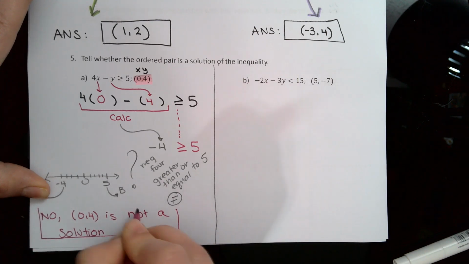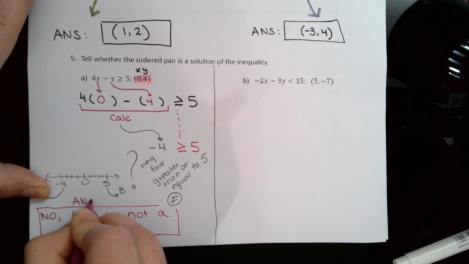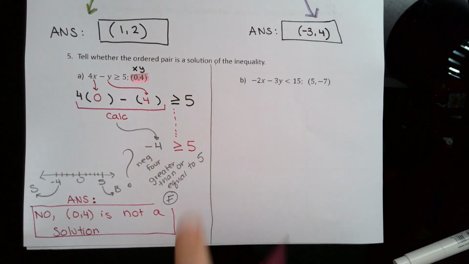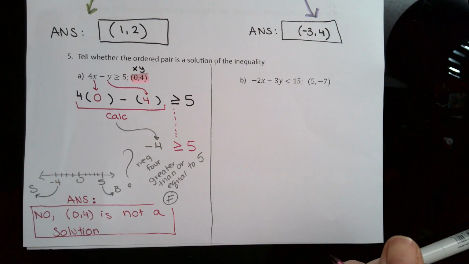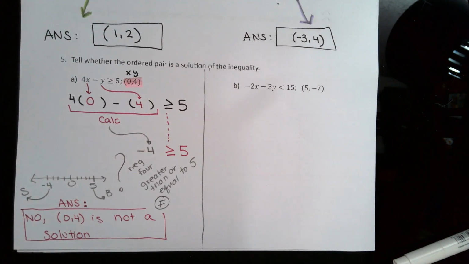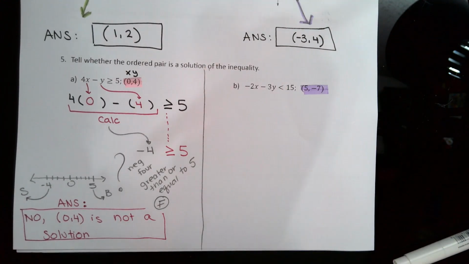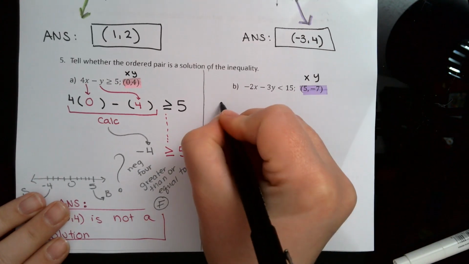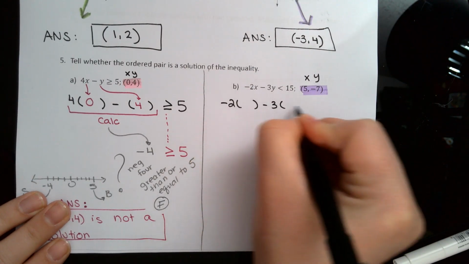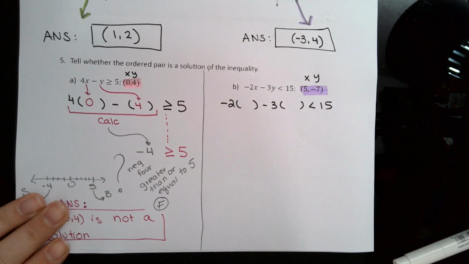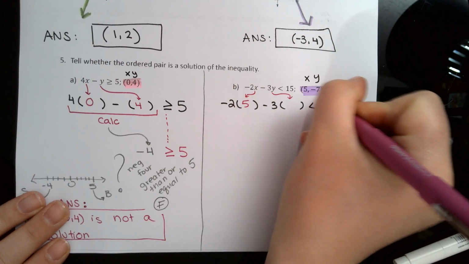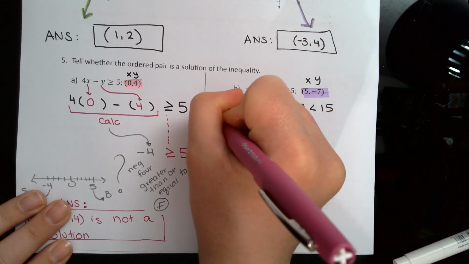So to put this in an answer box, this is what it would look like. Okay, false is not the answer. False is part of your work. Let's try again. Identify your point. Here's your point. Label it X and Y. Open up for X. Open up for Y. Put in your X. What's our X value? 5. Put in your Y. What's our Y value? Negative 7. Type this into the calculator.